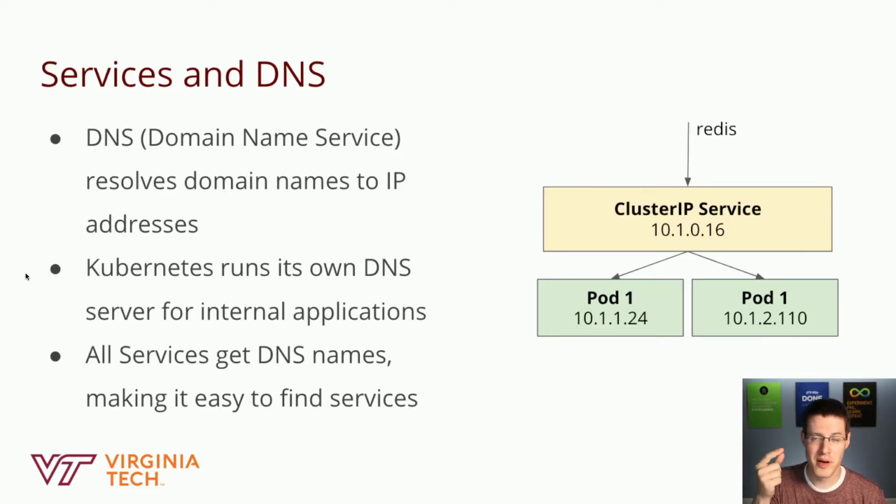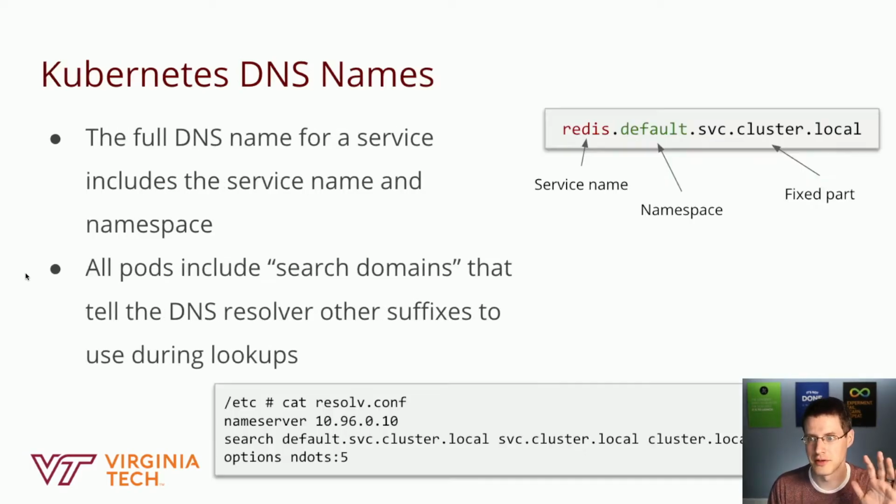But again, the thing to remember is just that the cluster IP service has a fixed IP address. And then the Kubernetes DNS just makes it easy to find that IP address. Okay, and we'll get some practice with this, so don't worry.